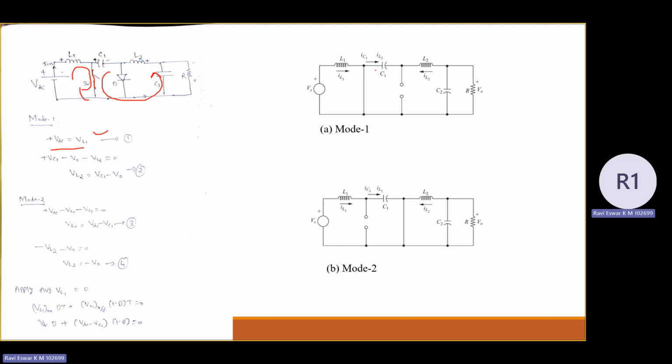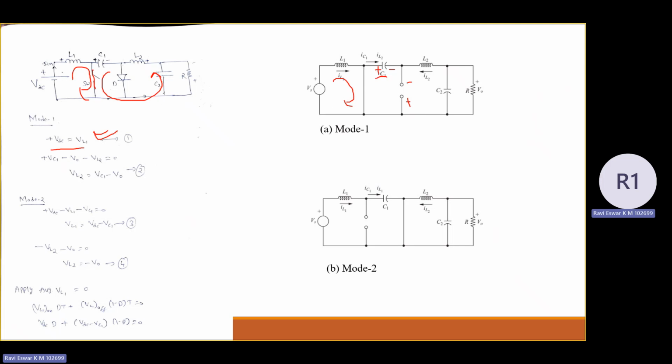Why it comes in reverse bias: the capacitor's positive voltage comes to the cathode, and the capacitor's negative voltage comes to the anode of the diode. So the diode enters the reverse bias condition and it is in off state in mode 1. Only the switch is turned on. So now apply the KVL in the two loops here. When you apply it in the first loop, you will get the voltage across L1 equal to VDC.